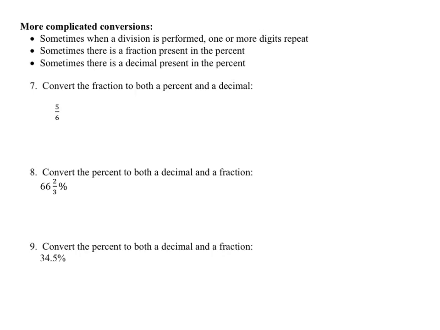All right, so now we have some more complicated conversions. How about 5/6? And what we want to do is we want to convert it to a percent and also a decimal. Okay, well, here's the deal. Let's do the decimal first, and then I'll talk to you about doing it as a percent. What we're going to do is we're going to take 6 and divide it into 5.0000. I don't know how many zeros I want.